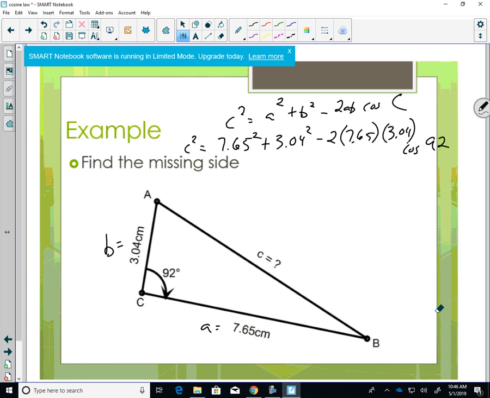So we're going to go 7.65 squared. And most new calculators put the whole thing up top there so you can see it, right?